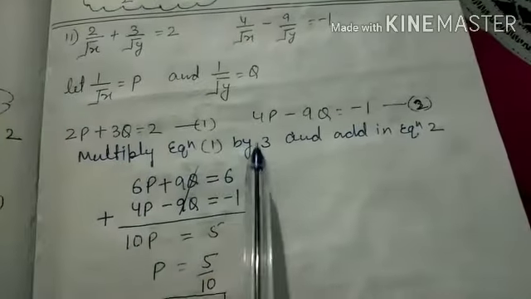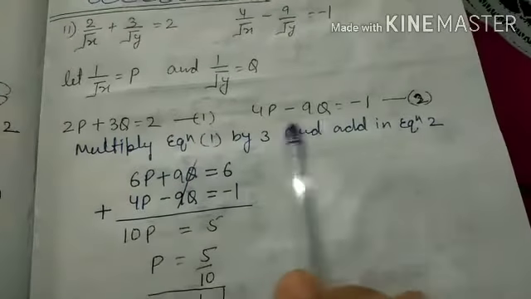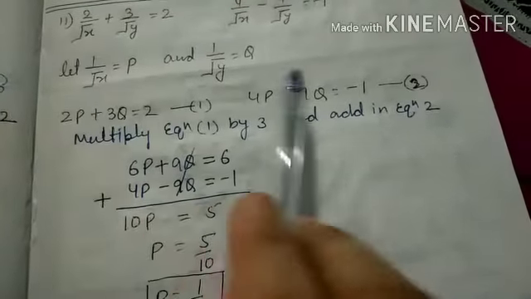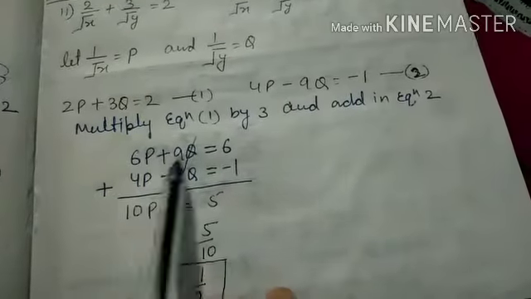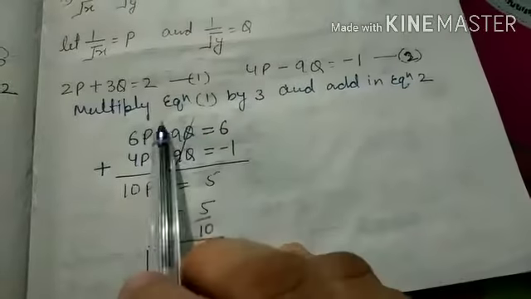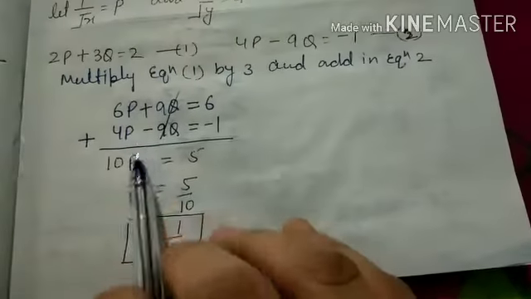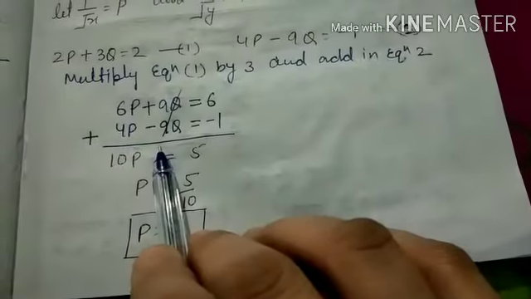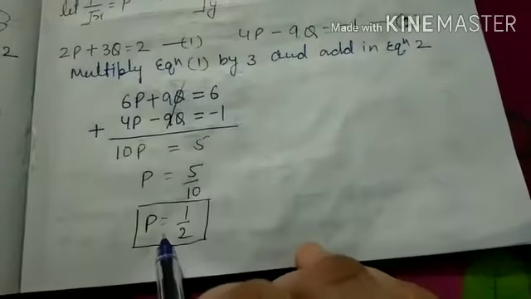Multiply equation 1 by 3 and add in equation 2 because in equation 1 we have plus 9q and in equation 2 we have minus 9q. So we will multiply the equation 1 by 3 and add with the equation 2. Multiply by 3. 3 2s are 6p, 3 3s are 9q, 3 2s are 6, and adding with the equation 2. 4p and 6p, 10p is equal to 10p. 9q and 9q, plus and minus, it will be cut. 6 minus 1, 5. So p is equal to 5 upon 10, or the value of p is equal to 1 upon 2.